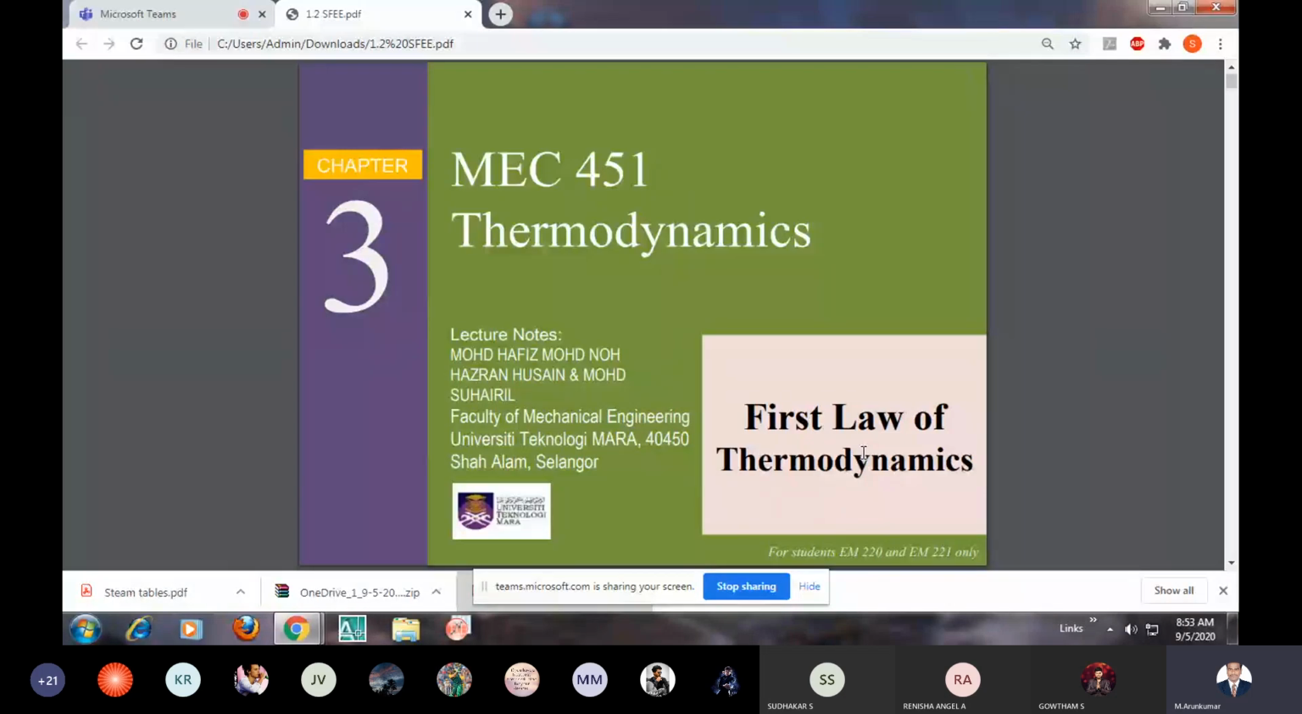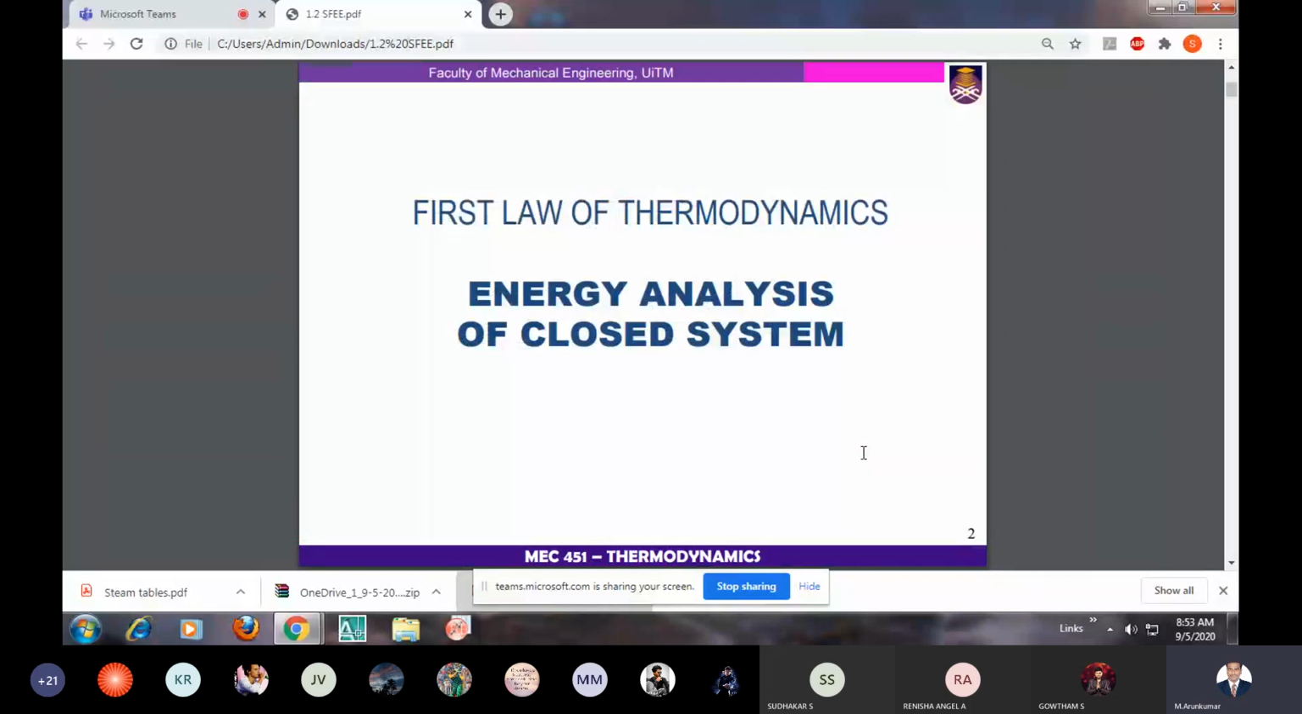Also we look at what is the first law of thermodynamics. In this class we will look at the applications of the first law of thermodynamics. So we have the first law of thermodynamics, energy analysis of a closed system. You know what a closed system is? There is no mass transfer, but we can do energy transfer. So first we are going to start the energy analysis of a closed system.